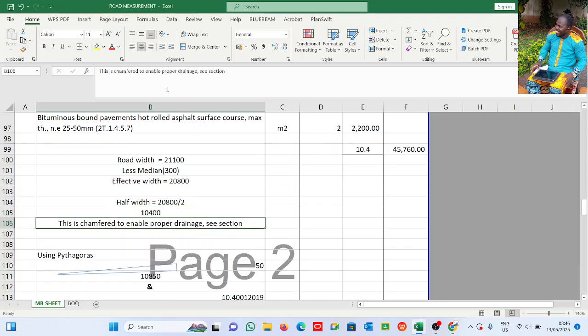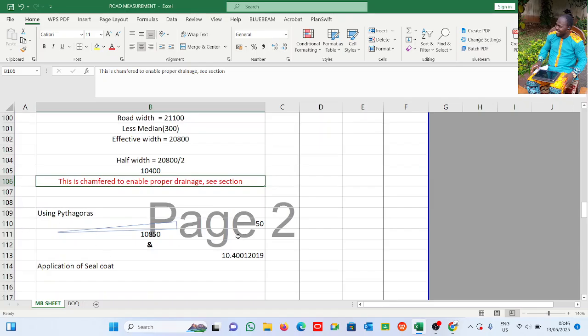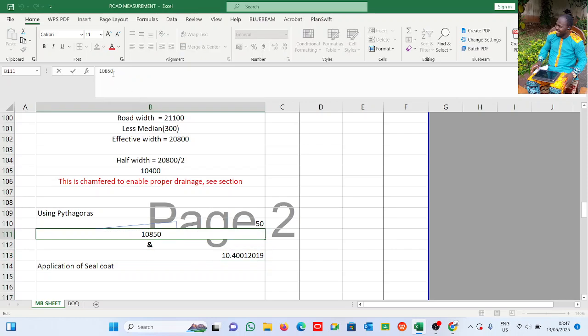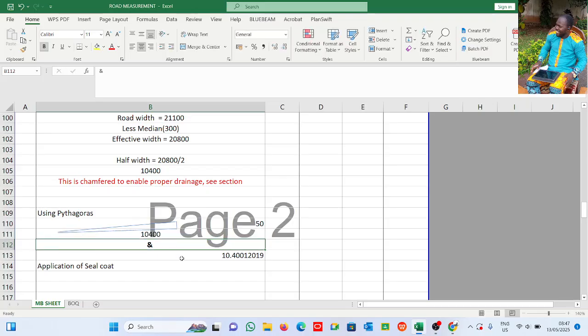C section. Let me put it in red. Of course, for me to arrive at this, I have to use Pythagoras. Of course, I will still be arriving at almost the same thing. This is 10.4, 10,400. Right, so if you use Pythagoras, I'll still be arriving at this 10.4, because this is quite small.